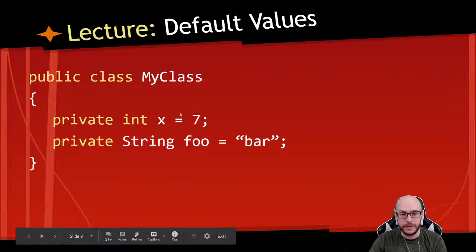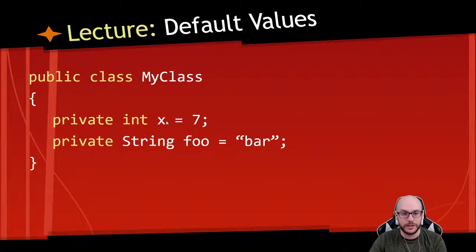And you see I'm giving them values right away. In the case of this integer, I'm giving a value of 7 right away. In the case of this string, I'm giving a value of bar right away. You can do this.